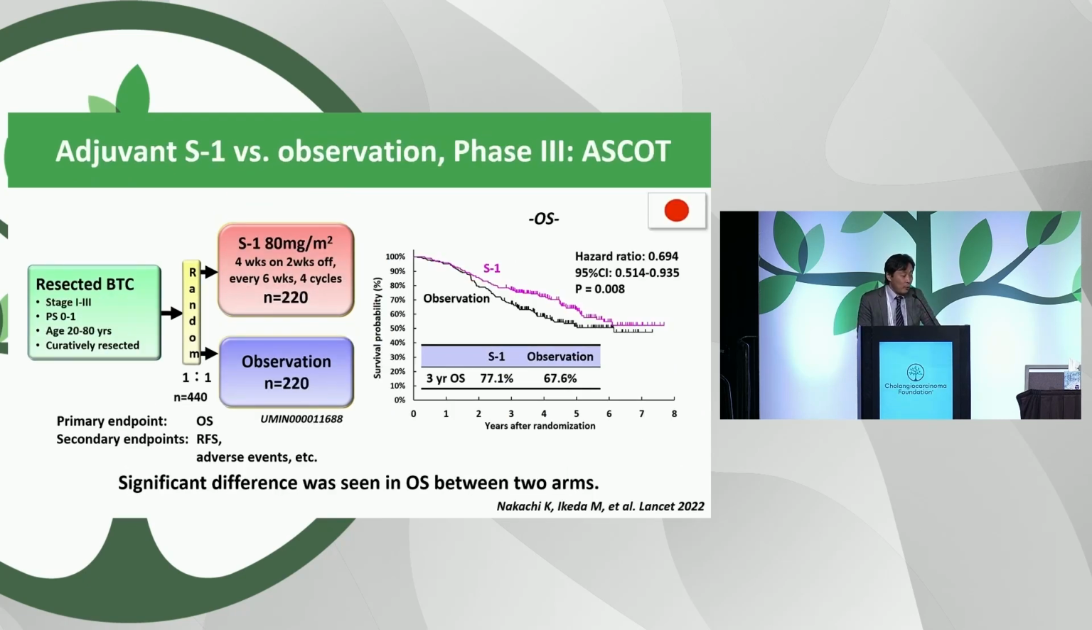In Japan, a phase 3 trial of adjuvant S1 versus observation, the ASCOT trial, was conducted. The 3-year overall survival was 77.1% in the S1 arm and 67.6% in the observation arm. The hazard ratio was 0.694. The p-value was 0.008. So a significant difference was seen in overall survival between the two arms.